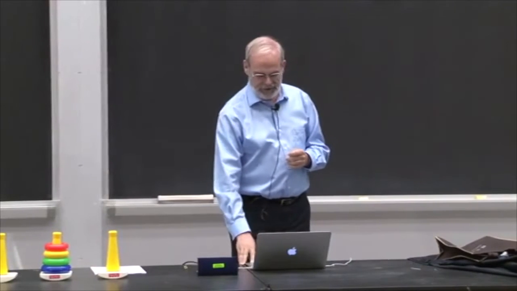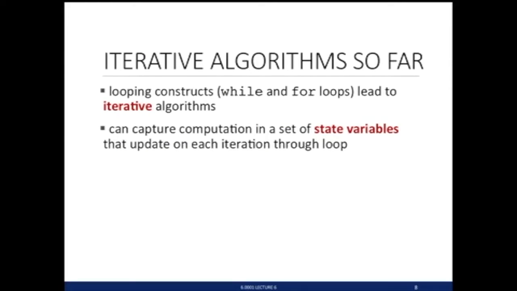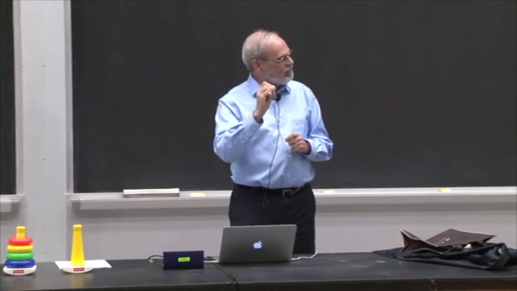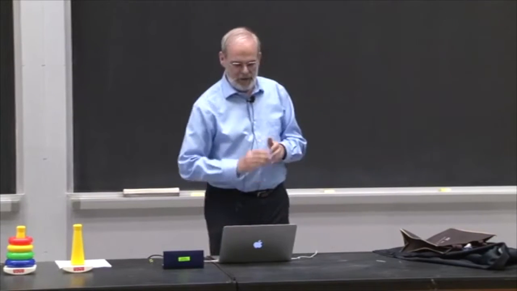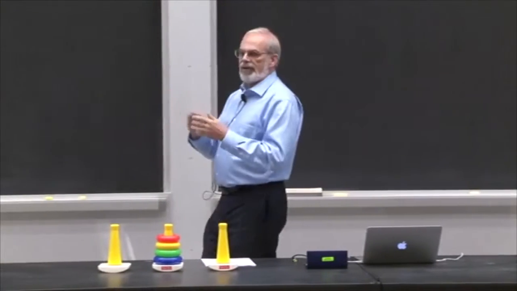Okay, let's look at an example. And to set the stage, I'm going to go back to something you've been doing, iterative algorithms. For loops, while loops. They naturally lead to what we would call iterative algorithms. And these algorithms can be described as being captured by a set of state variables, meaning one or more variables that tell us exactly the state of the computation. It's a lot of words. Let's look at an example. I know it's trivial, but bear with me.